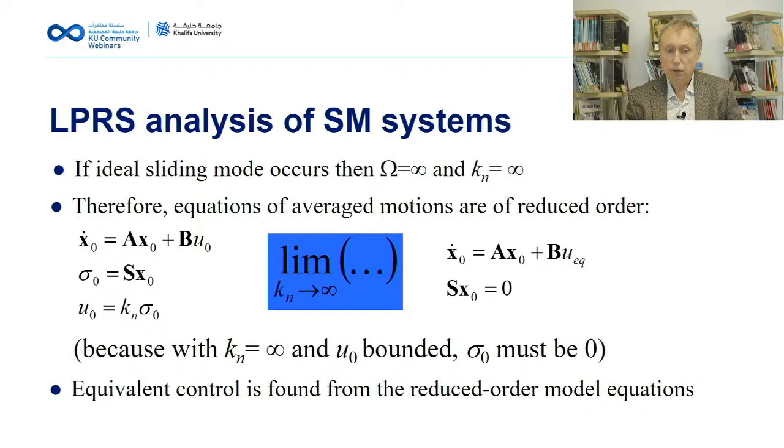And the equivalent control can be also found from the reduced order dynamics. So, on the right-hand side, we have the reduced order dynamics of the system, which describes the motion in the ideal sliding mode control system, and on the left-hand side, in the real sliding mode control system, the average motions.